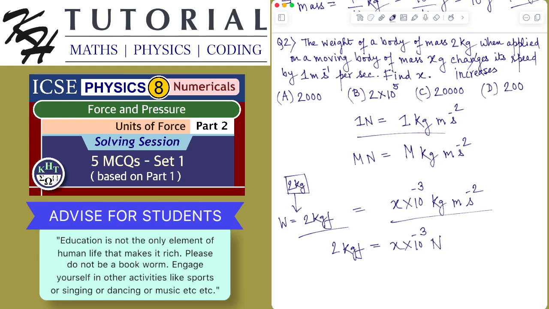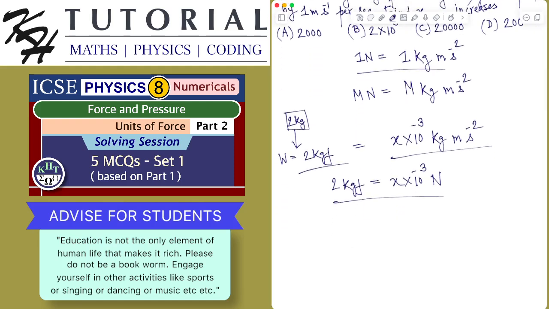Newton, because 1 kilogram meter per second square is equal to 1 Newton. Therefore x multiplied by 10 to the power minus 3 kilogram meter per second square will obviously be x multiplied by 10 to the power minus 3 Newton. So from this equation I have to find x. Now in this equation the units are different. One is in Newton on the right hand side and the other one is kgf on the left hand side. I have to make both the units same. I will convert both of the units to Newton.